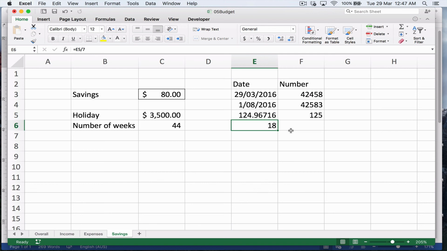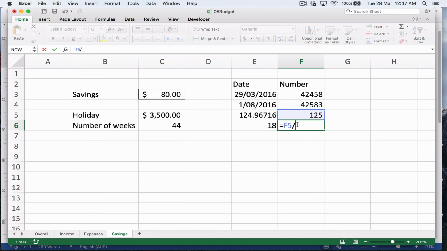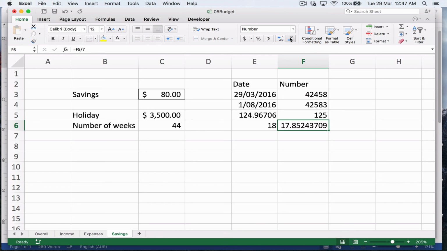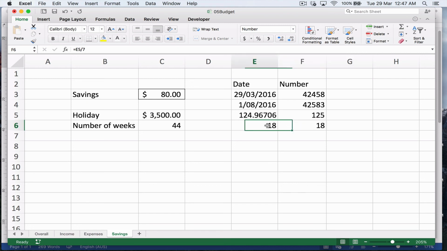Okay. And make that a whole number. Check it here as well and make it a whole number, so we can go out to more decimal points or less decimal points if we want, or we could use the integer, or round or something like that. But that's 18 weeks. Okay, here my holiday is good.